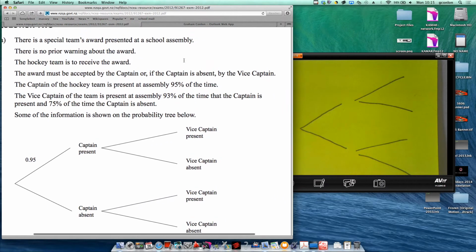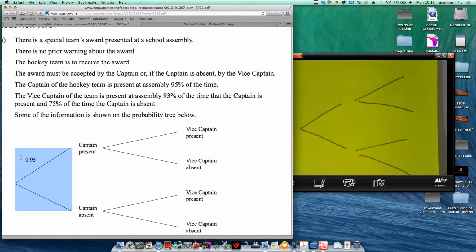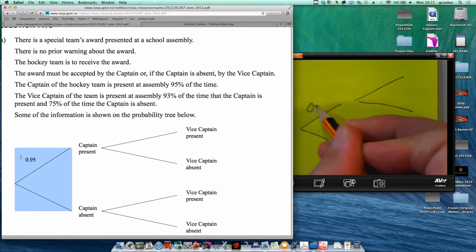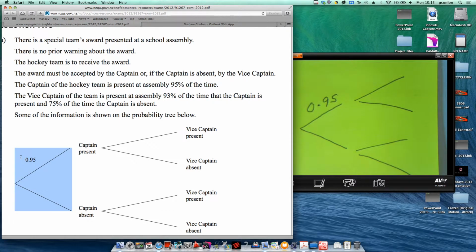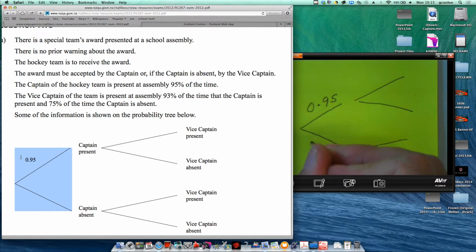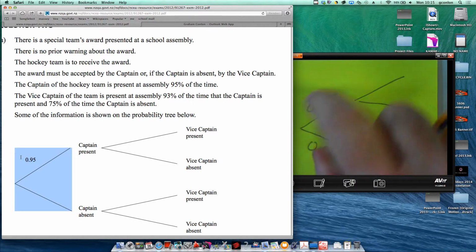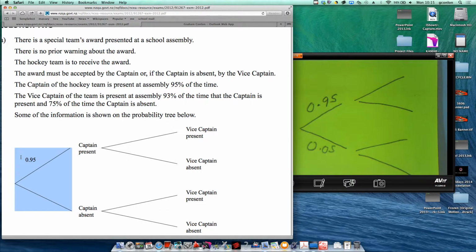Okay, it says that the captain of the hockey team is present at 95%. So on the tree diagram you see they've put 95 there. What we're going to do is put 0.95 there. Now, obviously, on a tree diagram, immediately you can say that this is going to be 0.05 because each section is going to add up to 1. So this pair here adds up to 1 and this pair adds up to 1 as well.